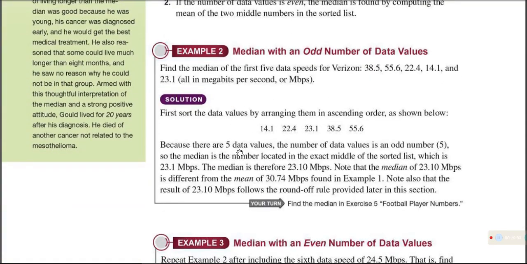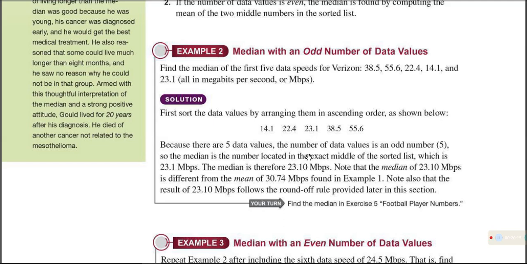Dito, pag ganito kaunti yung iyong number of samples, it is easy to locate the mean. Kasi madali lang siyang i-arrange, madali ring hanapin yung gitna. Pag tinignan mo dito, 14.1, 22.4, 23.1, 38.5, 55.6. Ang gitna niya, 23.1. Ang daling i-identify.